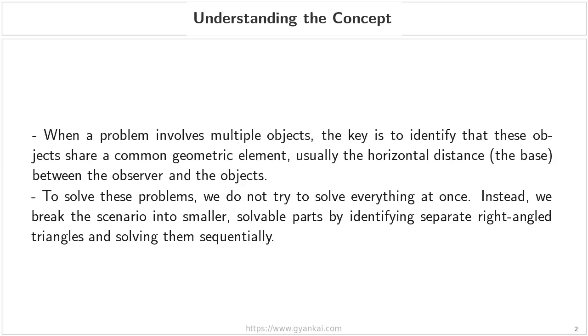Because of this complexity, my best advice is, do not try to solve everything all at once. That is a recipe for confusion. Instead, we use a strategy of decomposition. We break the entire scenario down into smaller, manageable, and solvable parts. We do this by identifying each separate right-angled triangle within the diagram and solving them one after another, or sequentially. We'll use the information from the first triangle to unlock the information needed for the second, as you'll see in our step-by-step strategy on the next slide.